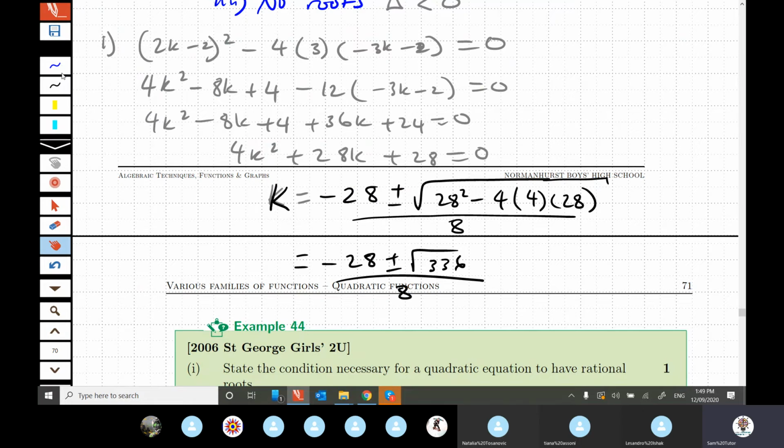All right. What I'm going to do is also find this as a decimal place, because it's a bit easier to do when you're testing. So minus 28 plus root 336 divided by 8 is negative 1.2. Minus 28 minus root 336 divided by 8 is negative 5.79.